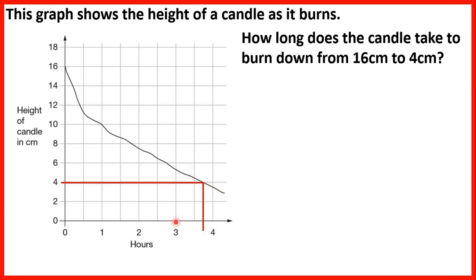So we have 3 hours marked here and 4 hours marked here. 3.5 hours or 3 hours 30 minutes would be this point here. So the line is at about 3.75 hours or 3 hours 45 minutes, because halfway between would be 3 hours 30 minutes, and then our line is halfway between 3 hours 30 and 4 hours, so that's 3 hours 45.